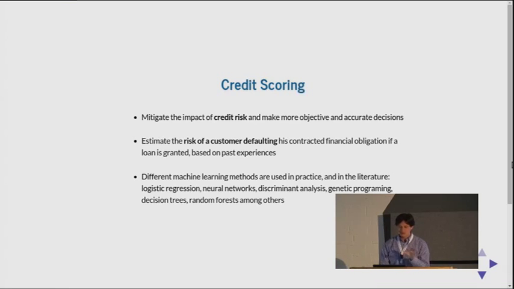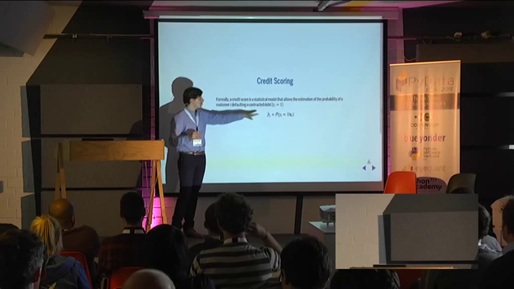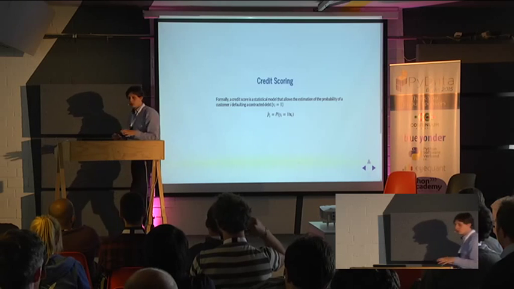In a bit more technical way, for a credit scorecard, you want to calculate the probability of a customer i defaulting on his loan. Here I'm representing the defaulting of a loan by the class label as the positive example, so y equals 1, given x. What is x?